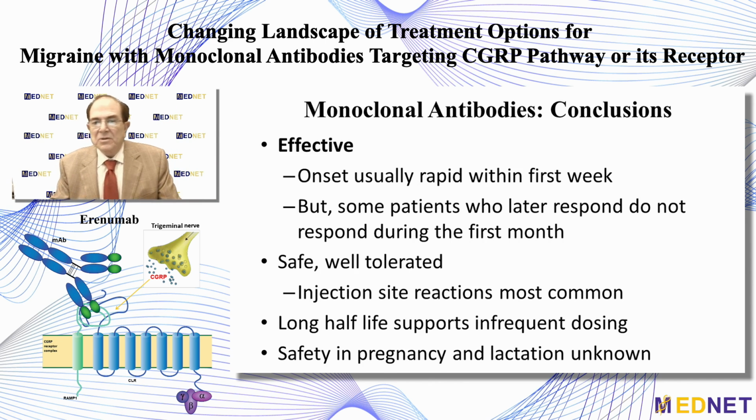So what can we conclude? They're effective. The onset is usually rapid, within the first week. But just as important, if you don't respond immediately, you can respond later, 3 months later. So my suggestion is give the antibodies 3 to 6 months. They're safe. They're well tolerated. The major problem is injection site reactions. The long half-life supports infrequent dosing, and safety in pregnancy and lactation at this point in time are not known.